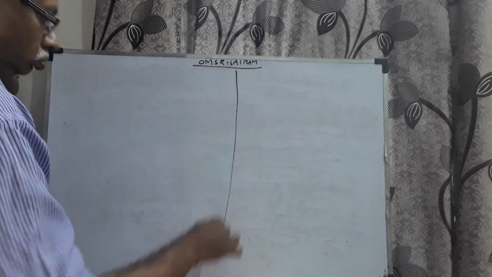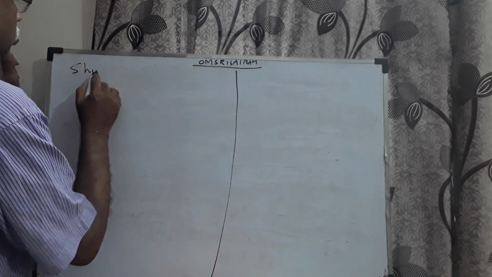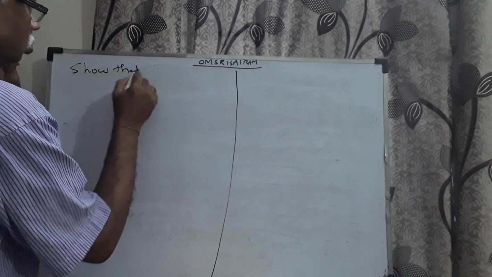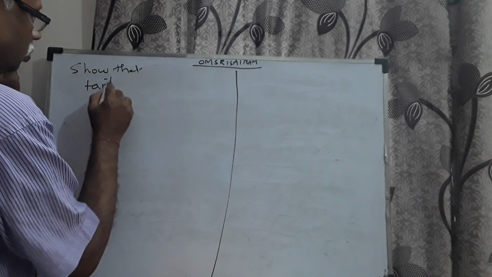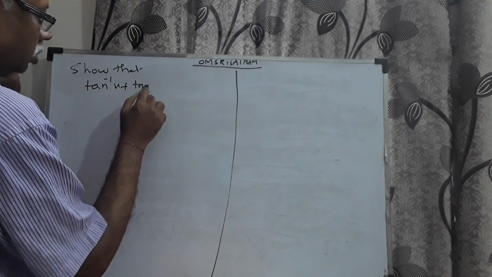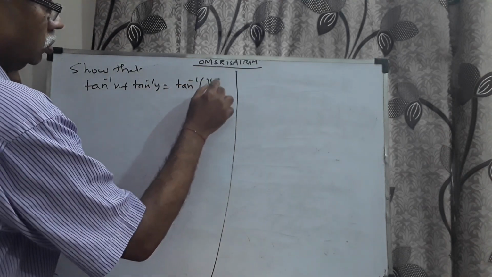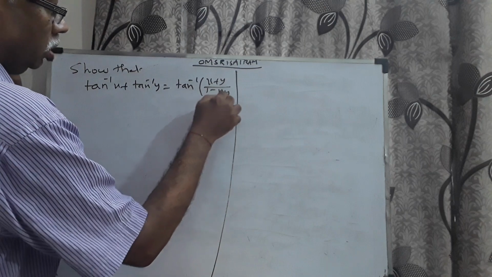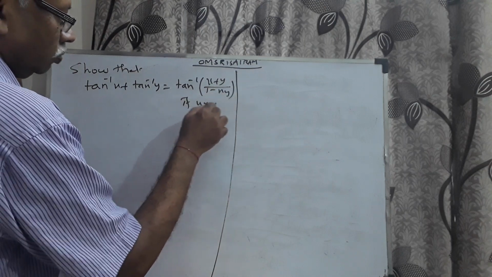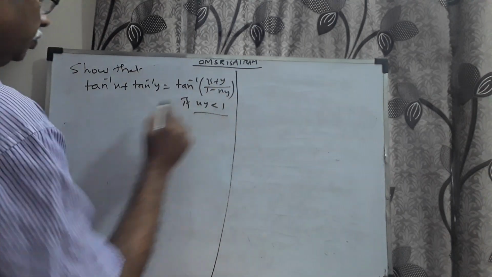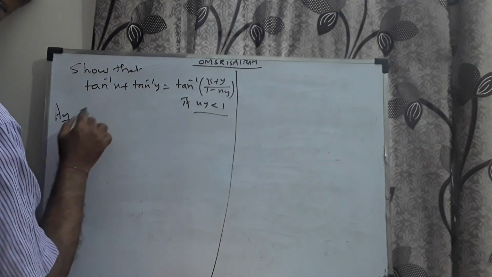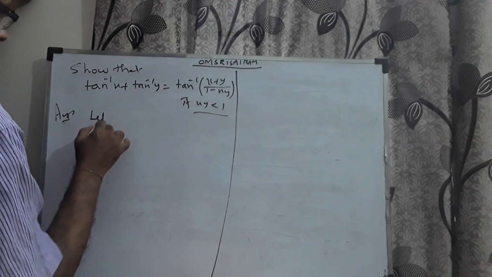Just see here. Show that tan inverse x plus tan inverse y is equal to tan inverse of (x plus y) by (1 minus xy), xy less than 1. This condition is a must. Just remember carefully. The proof goes like this.